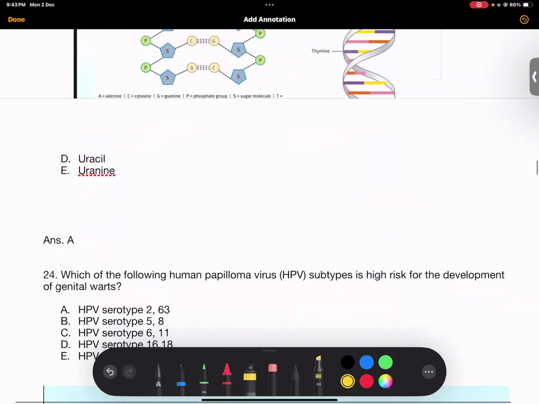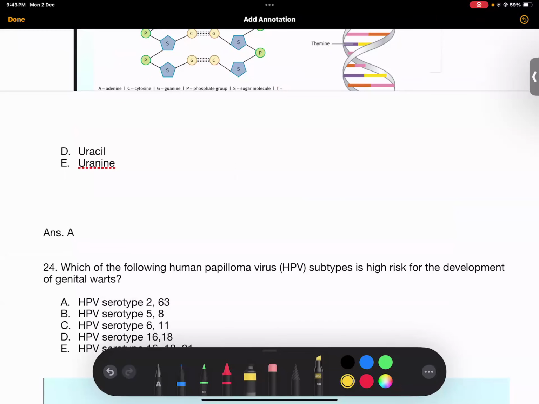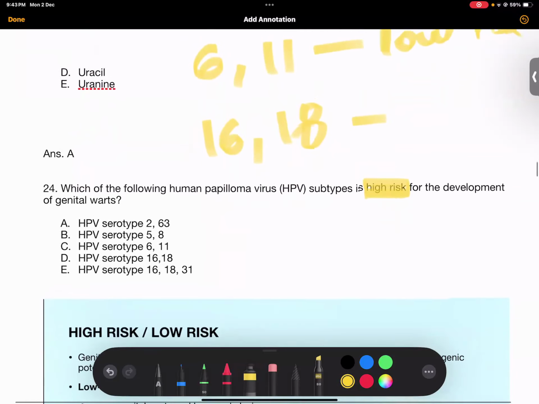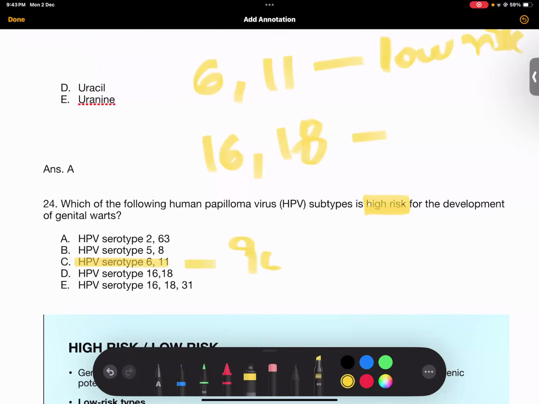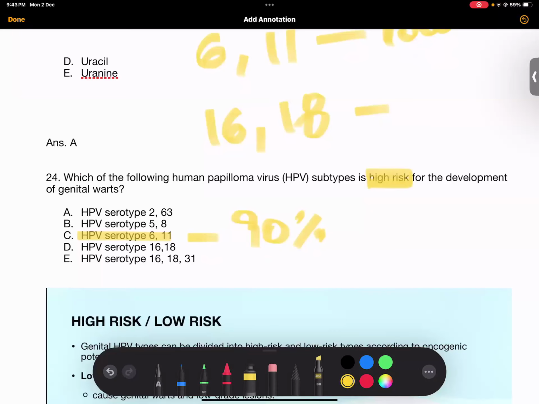Okay, so which of the following HPV subtypes is high risk for the development of warts? So they are asking you about the warts. You just see that this is a high risk one and you just select one thing. So we have two kinds of HPV types. One is high risk and one is low risk. Okay, so see, 6 and 11 are called low risk. They are called low risk for cervical cancer. That's why they are called that. But they are actually causing genital warts in up to 90% of cases. So this is the high risk for genital warts.